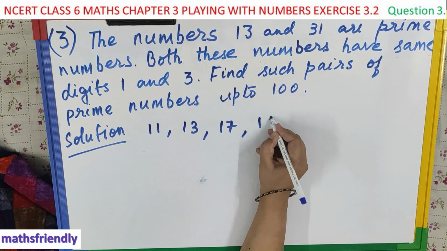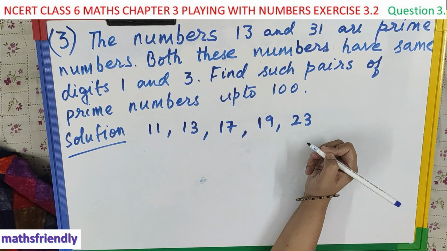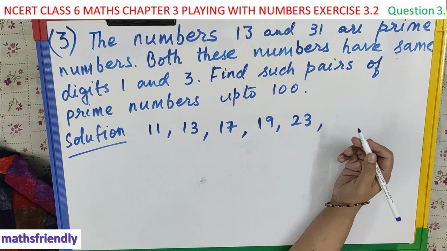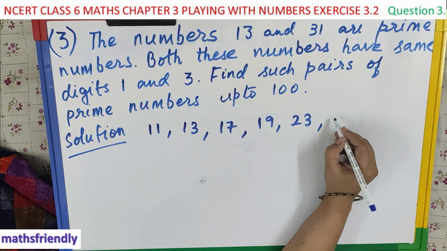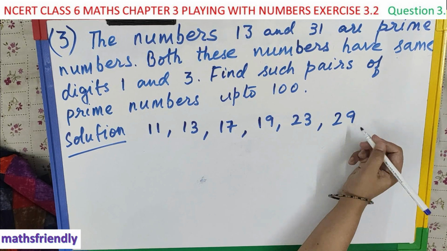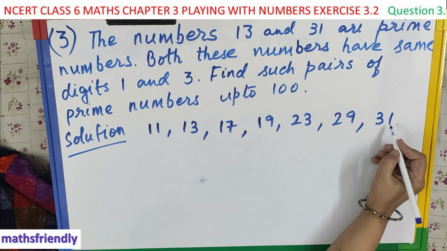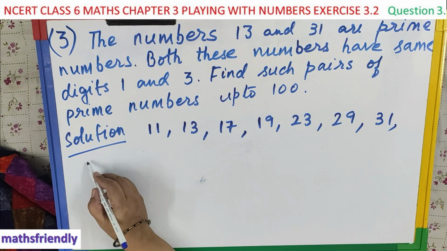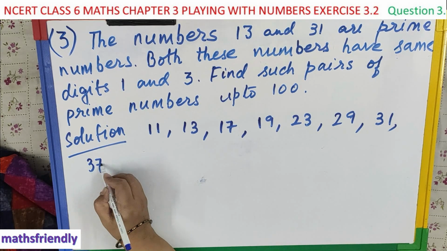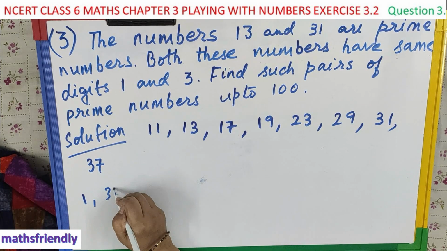Not 18, 19, 20, 21, 22, 23. 23 is the next. 24, 25, 26, 27, 28, 29. Yes, 29 is the next prime number. 30, 31. Yes, 31 it is already given there. 31, 32, 33, 34, 35, 36, 37. Yes, 37 is a prime number. It is divisible by only two numbers. It is divisible by 1. It is divisible by 37.